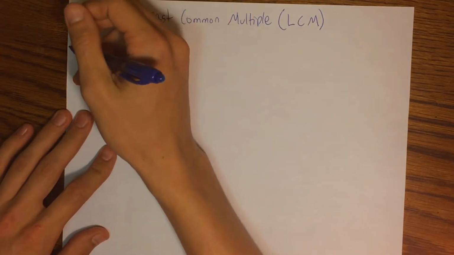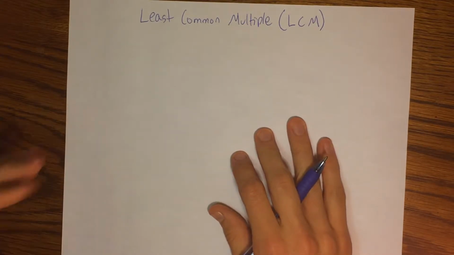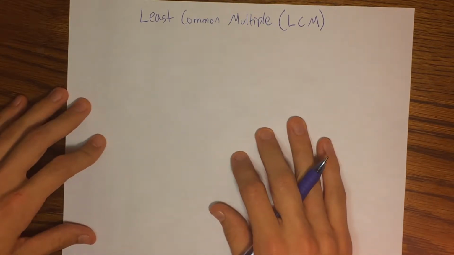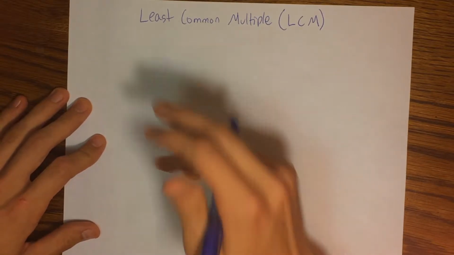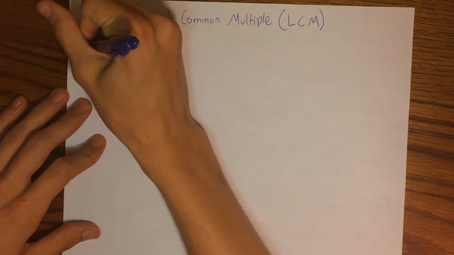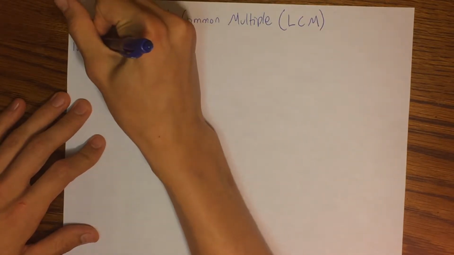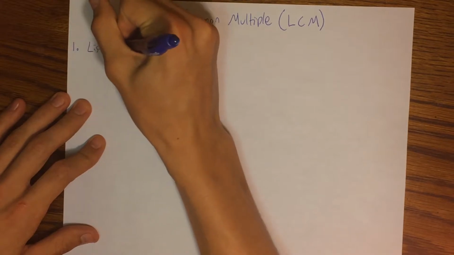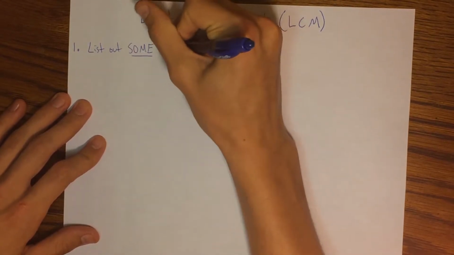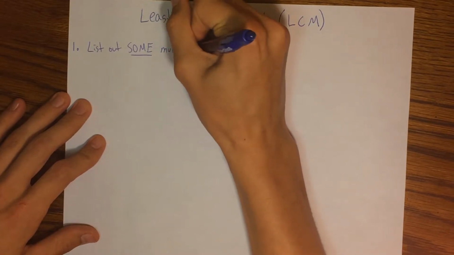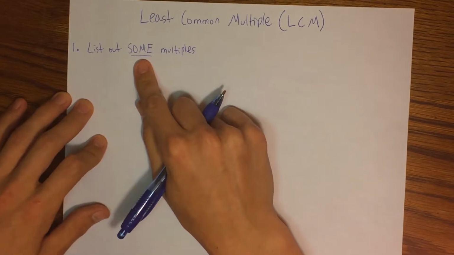Now, this is going to take a very similar process to the one for finding the greatest common factor. If you want, you can review that video on my channel as well. But the first step to finding the least common multiple is going to be to list out some multiples. Now you might be wondering why I'm making this word so important.